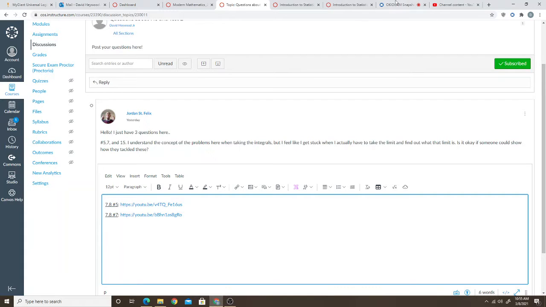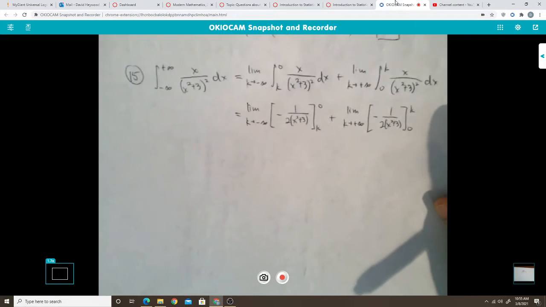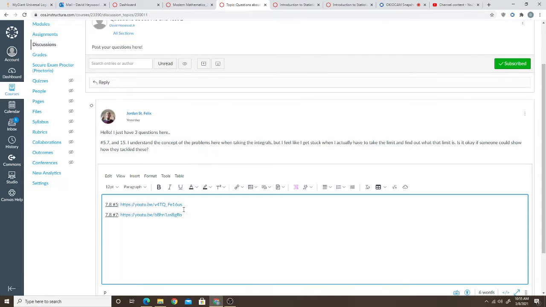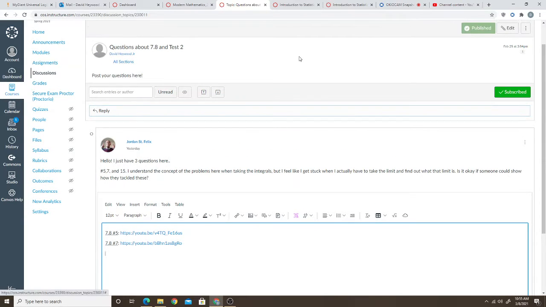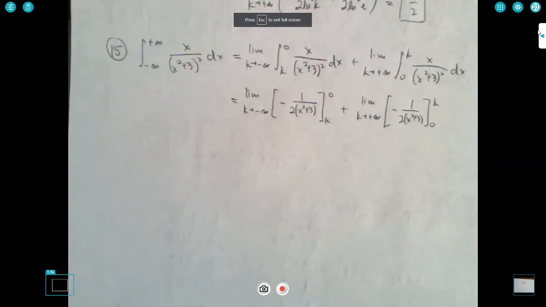All right, or not 7.8. Is that 7.8 number 15? Okay, so it's this one here. 7.8 number 15. And again, Jordan said he didn't really have any trouble with the integration, so it was just taking the limits. So let's take a look. Yeah, 7.8, number 15.